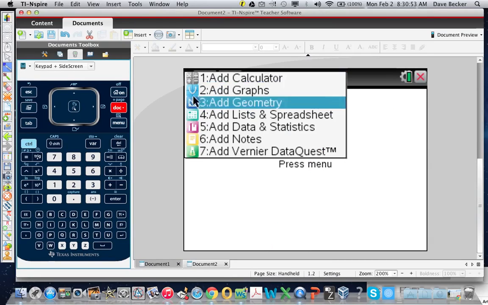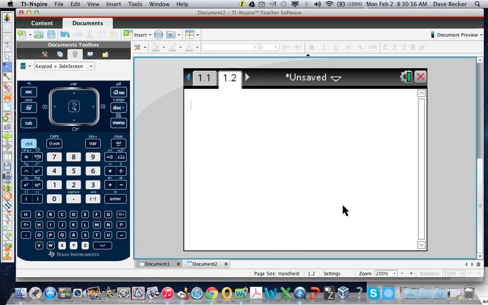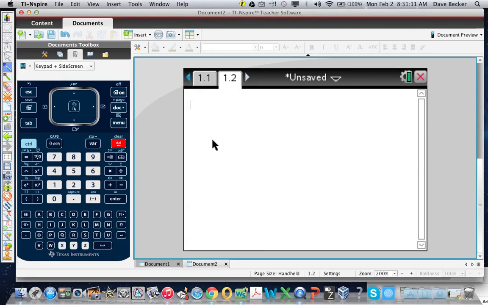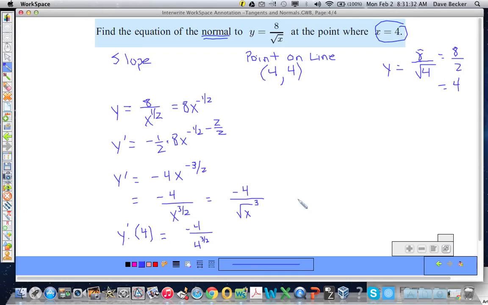So I'm just going to add a page, a calculator. Oh no, I'm sorry, it's negative 4 over 4 to the 3/2. Sorry about that. So let's go back. So negative 4 divided by 4, and you need the caret, to the 3/2. And let's see what we get. We get negative 0.5, which is negative 1/2. Okay, so this is equal to negative 1/2.